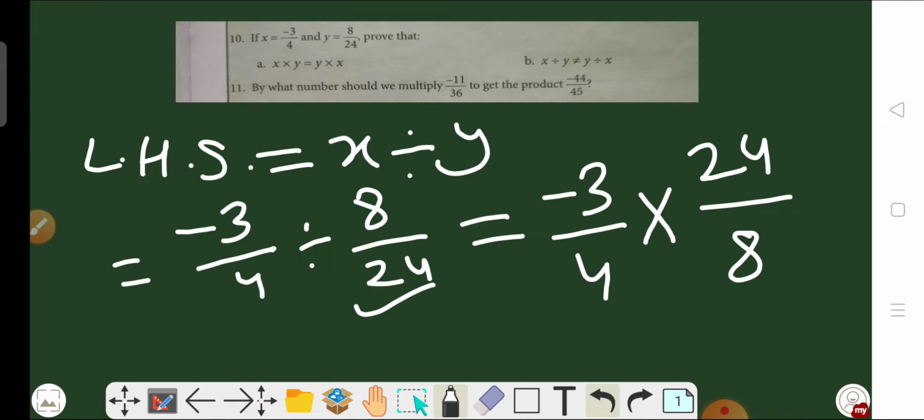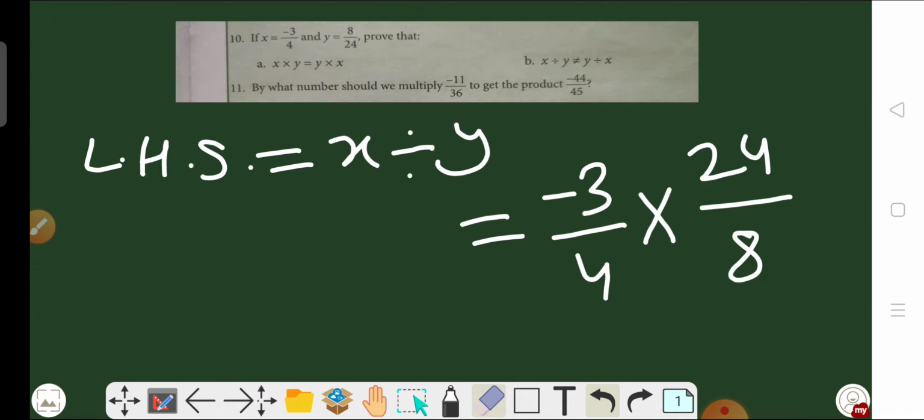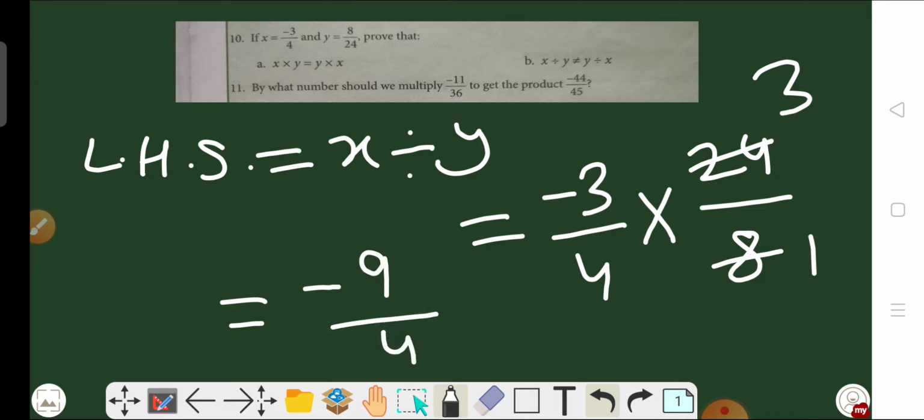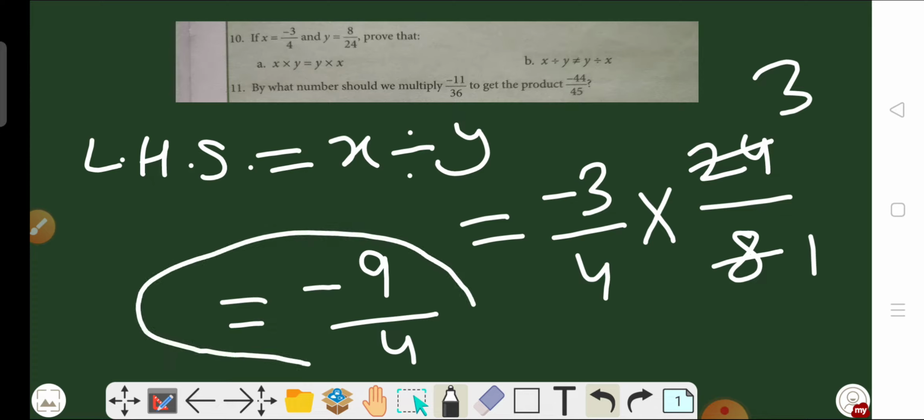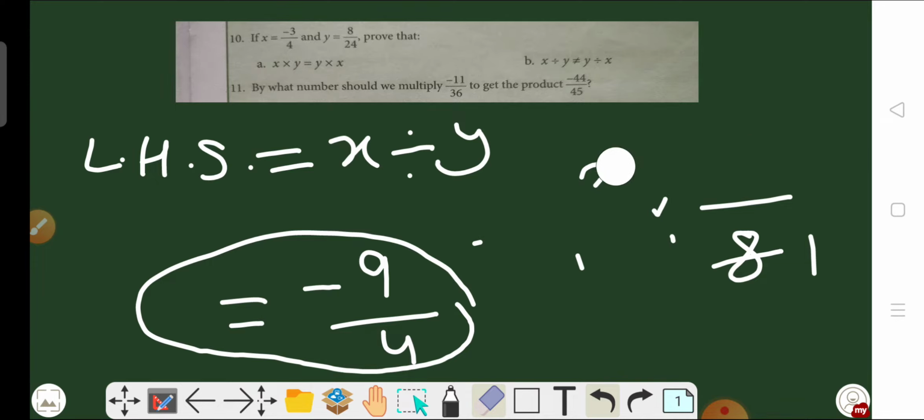Again we have to check whether there is a common factor between numerator and denominator. So from here we can say that 8 is the highest common factor between numerator and denominator. After cancelling this highest common factor, 8 will become 1 and 24 will become 3. So this is equal to minus 9 by 4, because 3 3s are 9 and minus will remain same, and 4 1s are 4. So this is the solution of left hand side. The value of left hand side will be equal to minus 9 by 4.